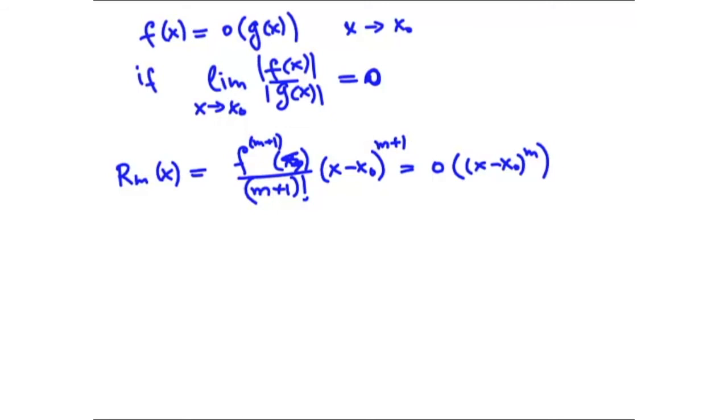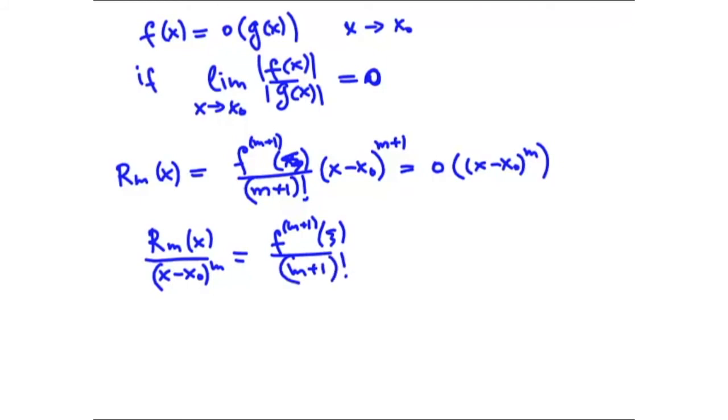So now, why is this the case? Because if I divide Rm of x by (x minus x0) to the power m, then I'll get f^(m+1) at xi divided by (m plus 1) factorial multiplied by (x minus x0). And of course, this tends to 0 when x tends to x0, right? So because this part here tends to 0, this is a constant, so the whole thing tends to 0. So obviously, this error here is much smaller than this function here, the polynomial of degree m around point x0.